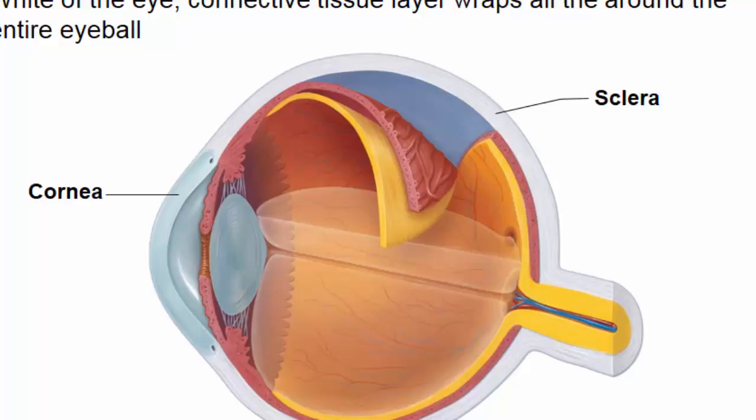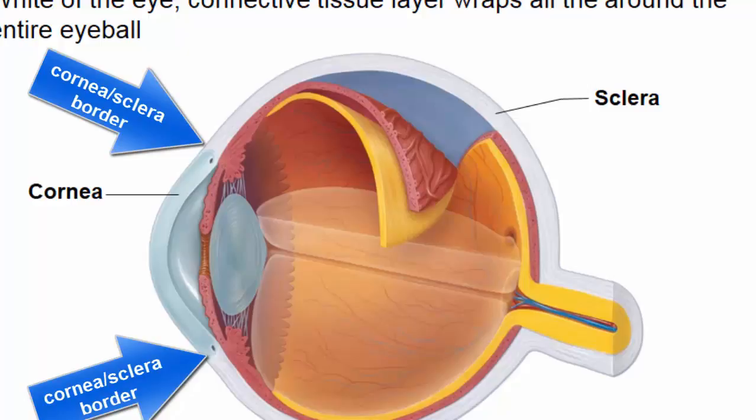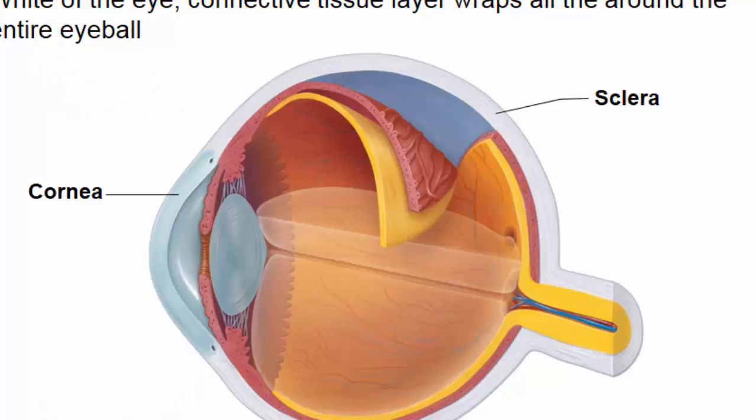Now the cornea ends at the whites of the eye, and that's called the sclera. The white part of your eye is the sclera, and it actually is a layer that wraps all around the sides and back of your eyeball. And it's a connective tissue that helps to protect the eyeball.